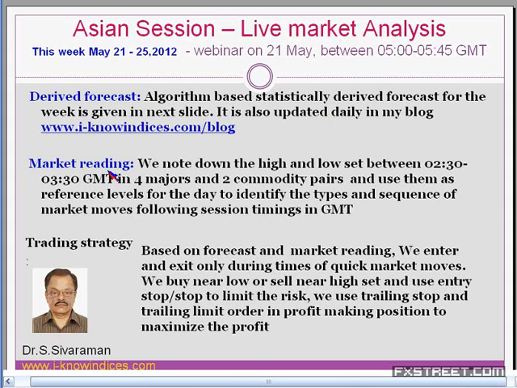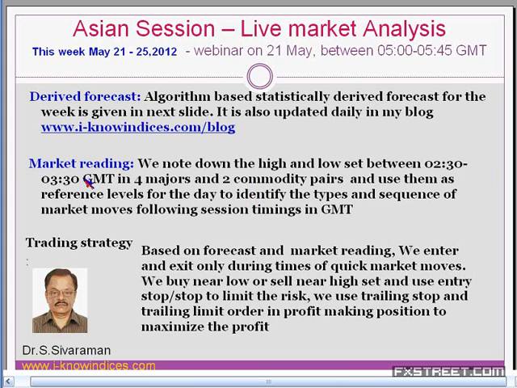In order to read the market and find out what could be the possible moves, we note down the high and the low set between 2:30 and 3:30 GMT. They may set the low around 2:30 and the high around 3:30, or the high around 2:30 and low around 3:30, whatever it might be.